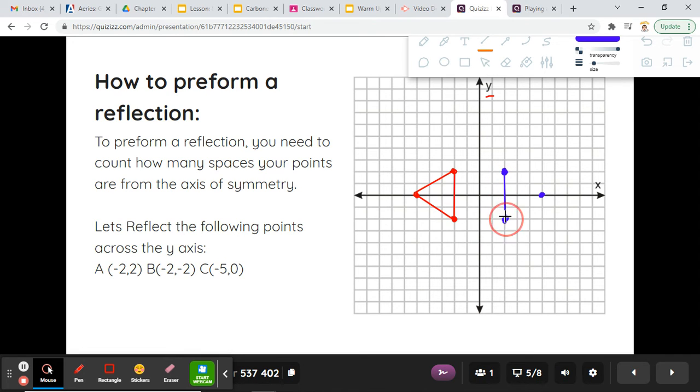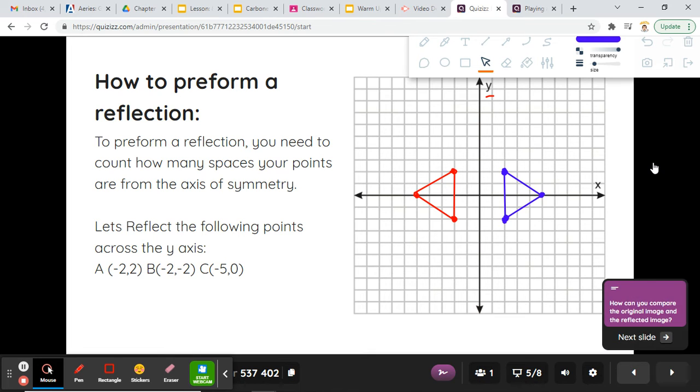Notice how our figure stays exactly the same. It still has all the same side lengths and angle measures. The only new difference is it has been reflected across a line there. So all of those points share the same distance from your axis of symmetry, which is how you know this figure was reflected correctly.